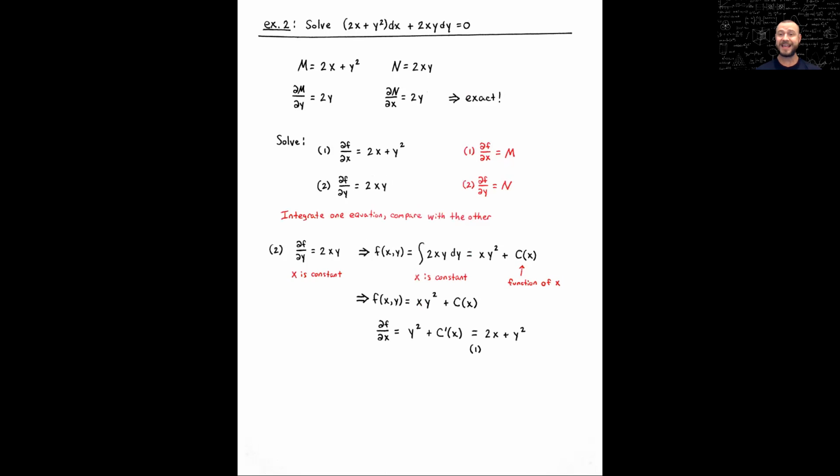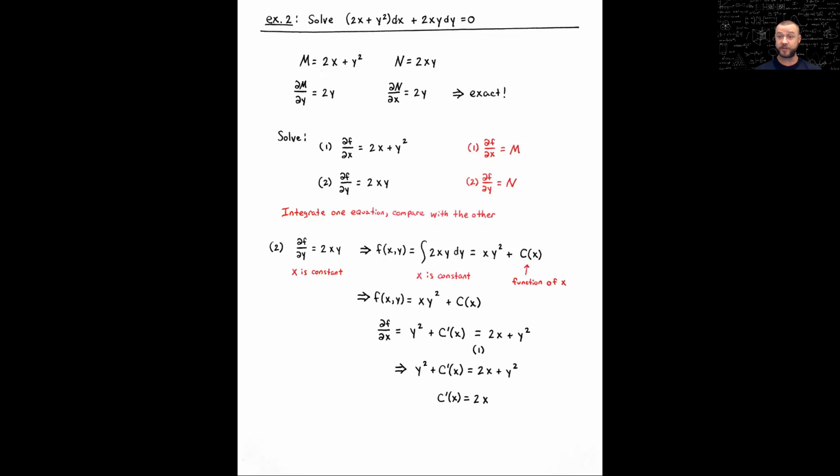All right, so let's calculate the x partial derivative. Xy squared will differentiate with respect to x to y squared. And since c is a function of x, we can write its derivative as c prime of x. Now, in order for our equations to be satisfied, that x partial derivative has to equal what we have from equation 1. That x partial derivative has to equal 2x plus y squared. And what we're left with is an equation that we can solve for c prime, and then we undo the derivative on c by integrating yet again.